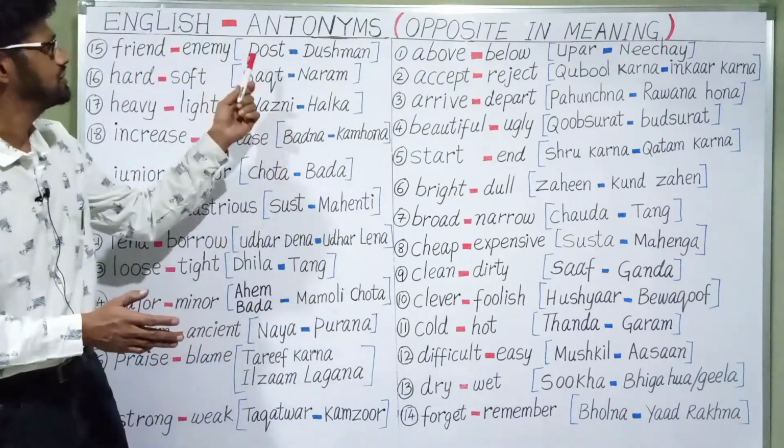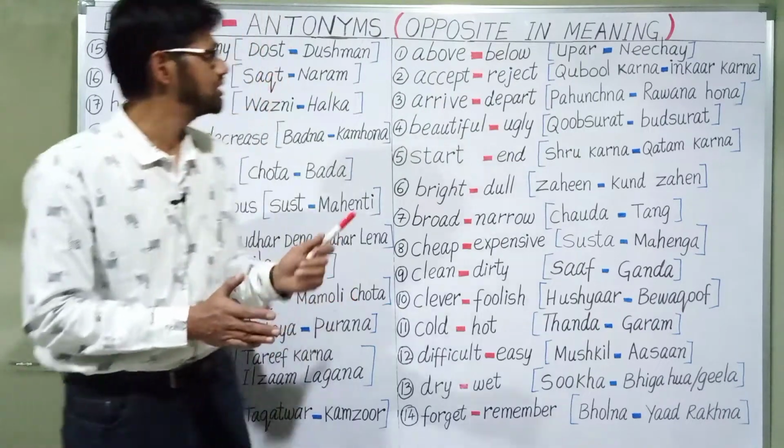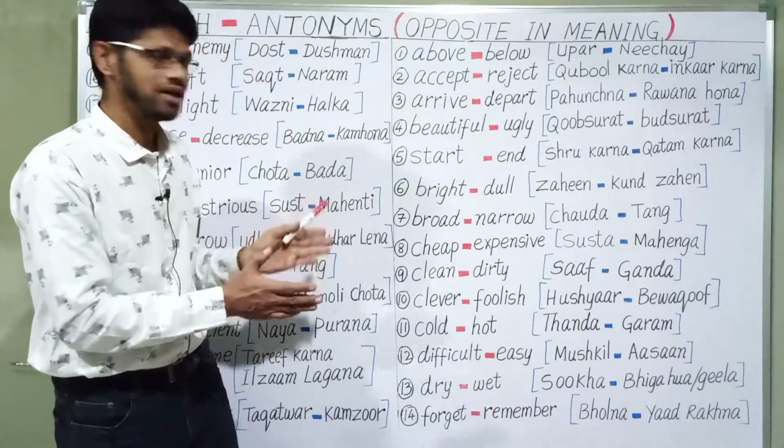Okay. So these are words which are very useful in our day-to-day life. So antonyms are the words which are opposite in meaning. Antonyms are the words which are opposite in meaning. So these are the few examples which I have brought for you.